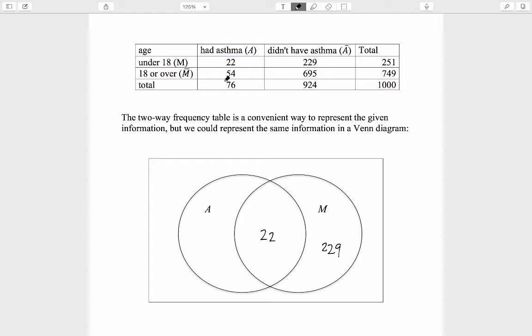These 54 people live inside the A circle but outside the M circle, while these 695 people live outside of both circles. In this part of the table right here, every entry corresponds to a basic region in the Venn diagram.